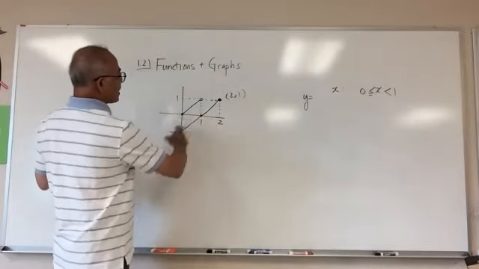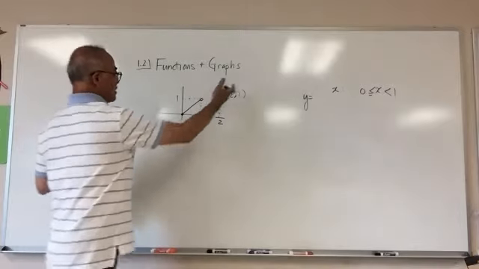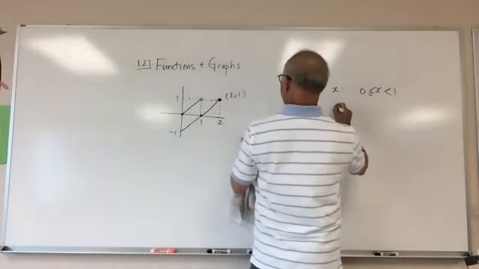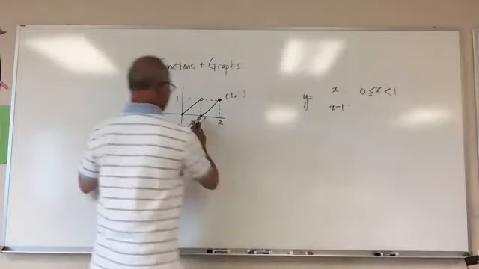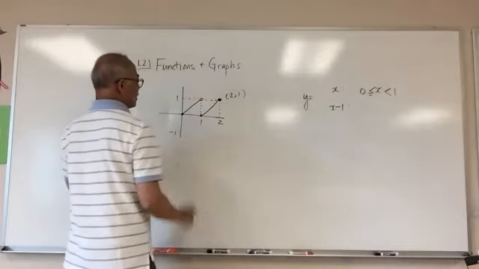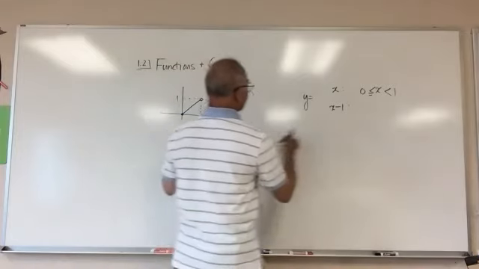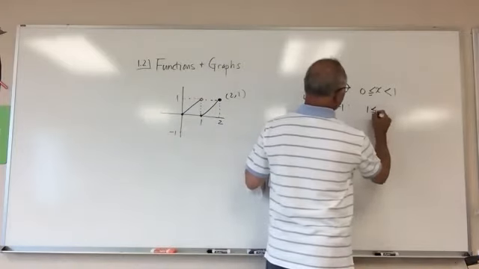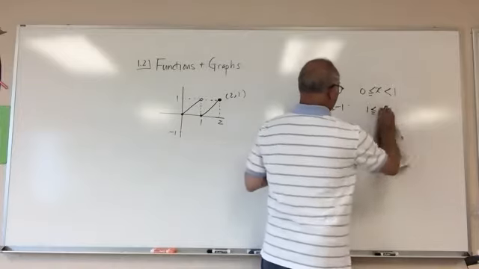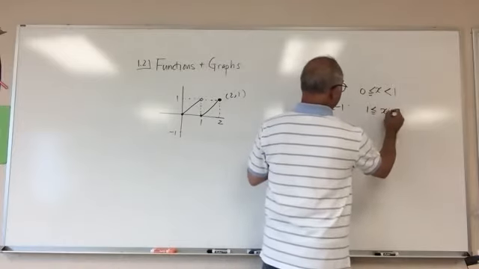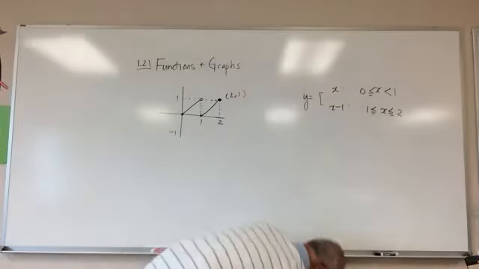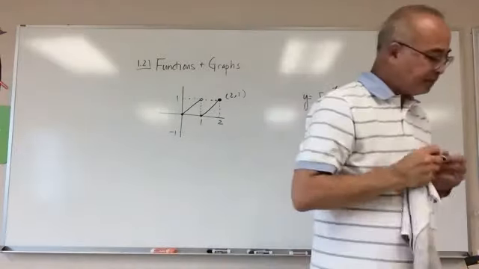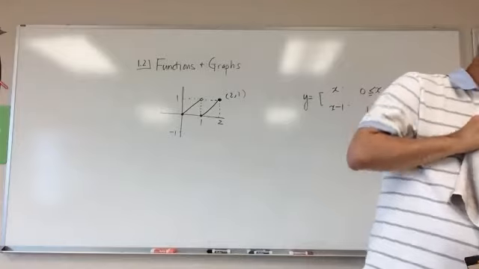But this is not here. But the line looks like this. So it's going to be what? Y is equal to x minus 1. That would be the function here, right? That would be the function between 1 and 2. So 1 and 2. And that would be your answer. Okay? And yeah, that's it.